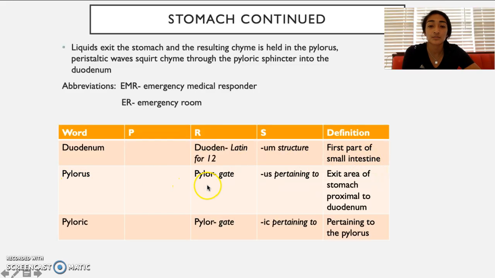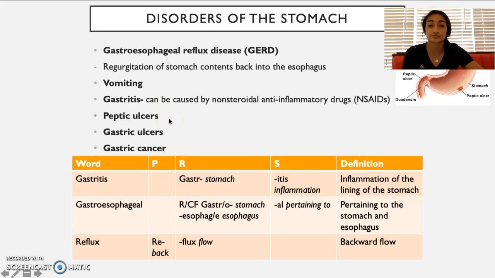The pylorus, pylor, the root meaning gate, and the suffix us meaning pertaining to. The definition, exit area of the stomach proximal to the duodenum. Pyloric, the root pylor, again meaning gate, and ic meaning pertaining to, and then it's pertaining to the pylorus. And two abbreviations associated with this section are EMR, Emergency Medical Responder, and ER, Emergency Room.